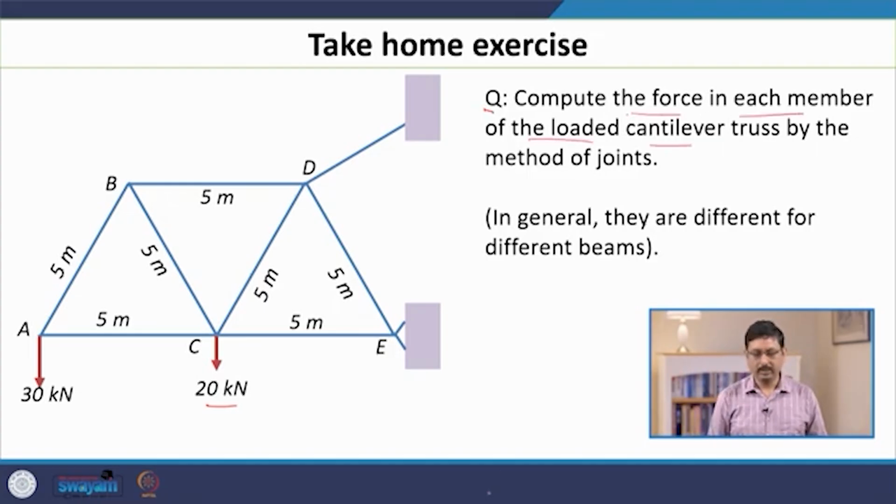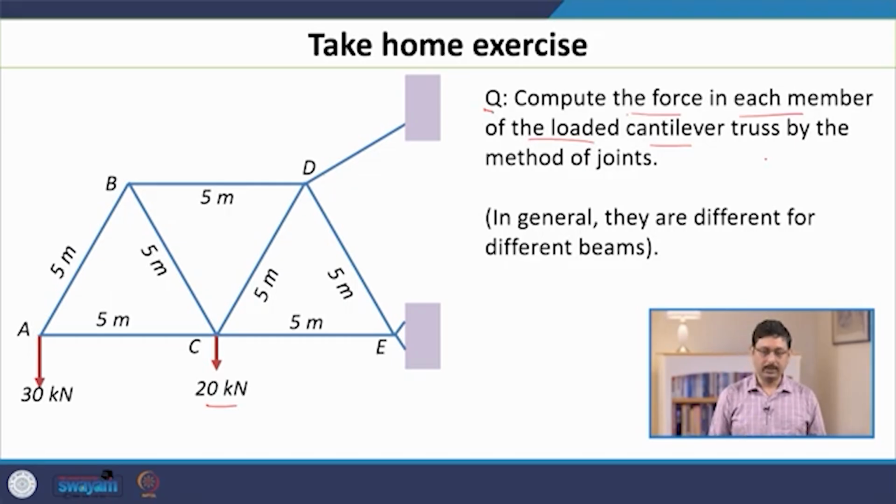loaded cantilever truss. So, this is kind of a bridge or a cantilever which is supported. So, a cantilever is a structure which is supported at one end, and the other part is hanging in the air, and we solve it by the method of joints.